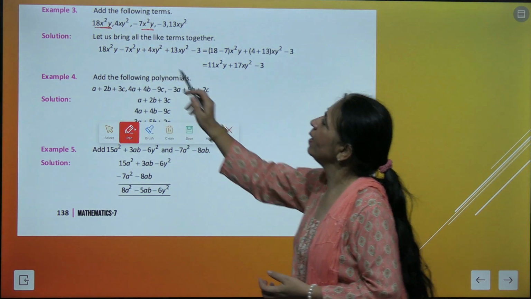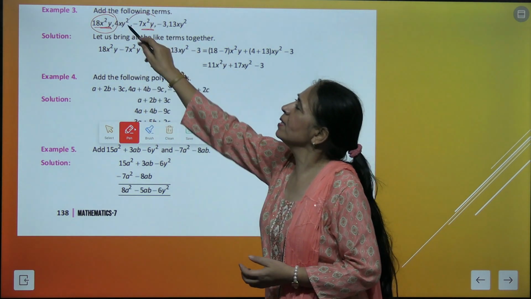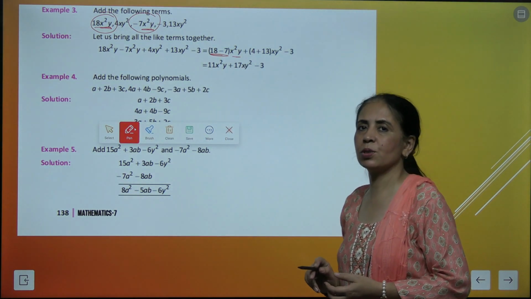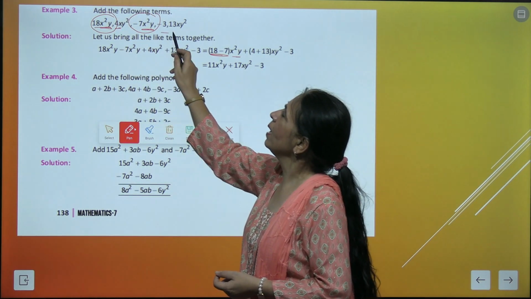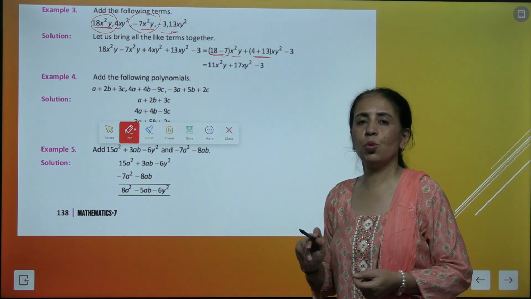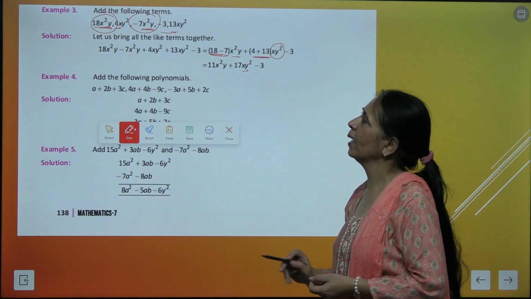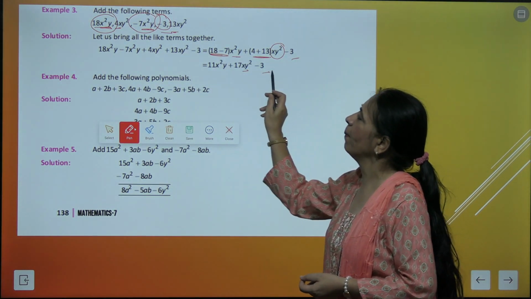हम x square y वाली टर्म्स 18x square और minus 7x square को एक साथ लाकर वेरिएबल पार्ट लिखेंगे x square y. Then we have 4xy square and then 13xy square. 4 और 13 दोनों पॉजिटिव हैं, उनको एक साथ लाएंगे और xy square लिखेंगे. And then we have a constant which is -3 which will come as it is.